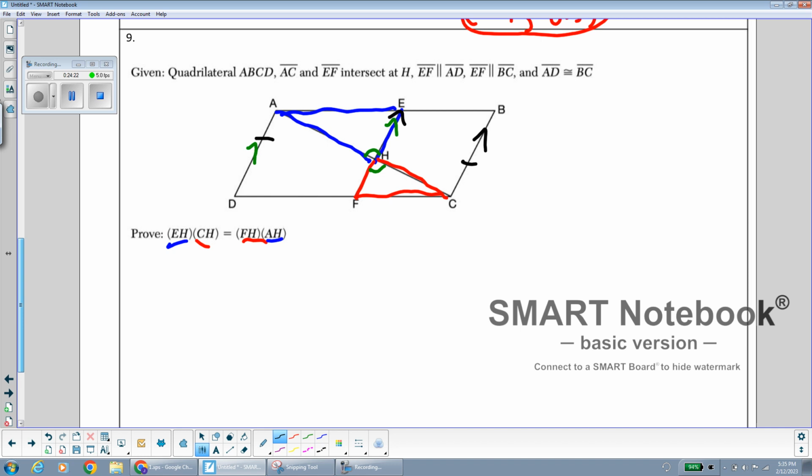Now, if I have a quadrilateral that has one pair of opposite sides that is both congruent and parallel, what kind of quadrilateral is it? The answer is a parallelogram. So now I know that we have a parallelogram. And if we have a parallelogram, well, that means AB is parallel to DC because opposite sides of a parallelogram are parallel.